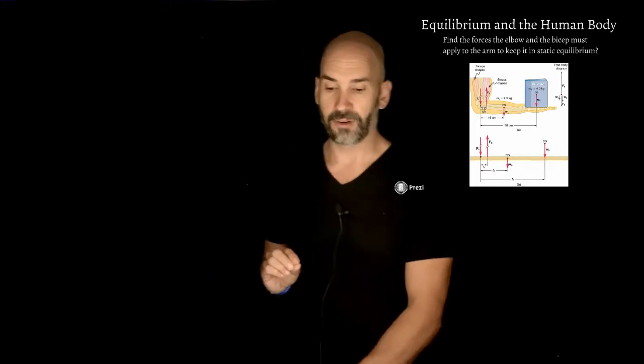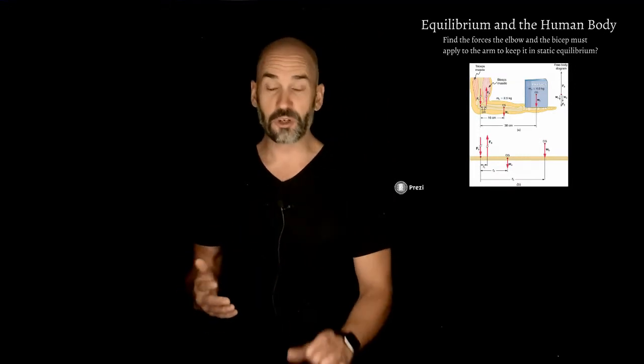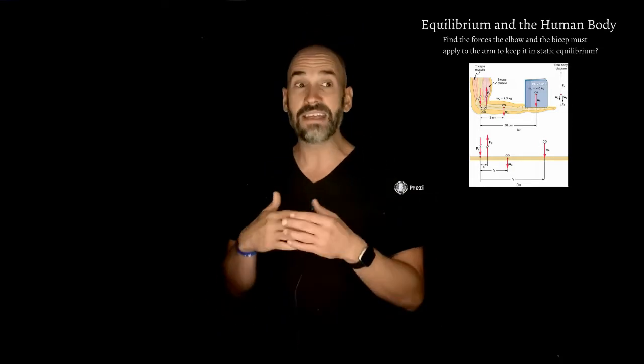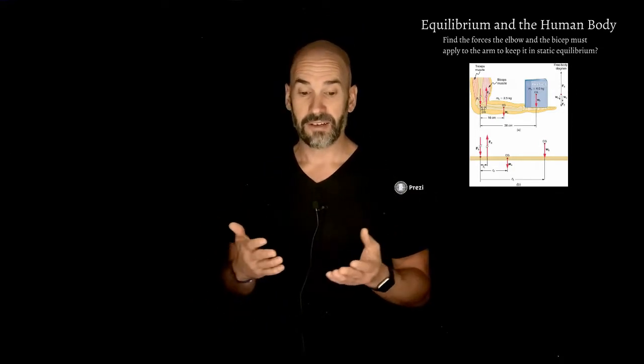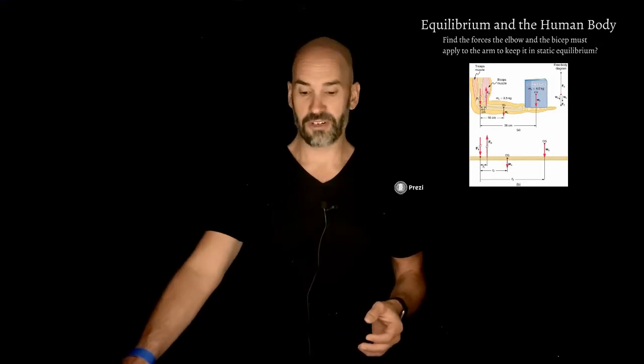It says equilibrium in the human body. Find the forces the elbow and the bicep must apply to the arm to keep it in static equilibrium. This is powerful stuff. You're going to be calculating something that the body naturally has to calculate in order to survive. So let's give it a shot.